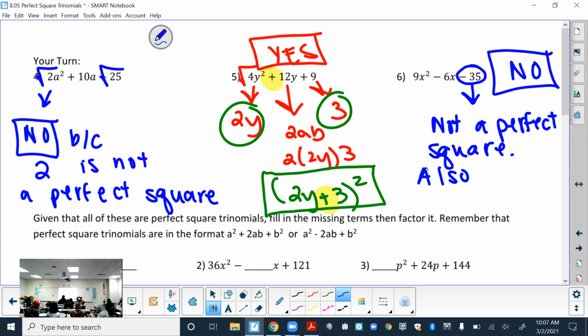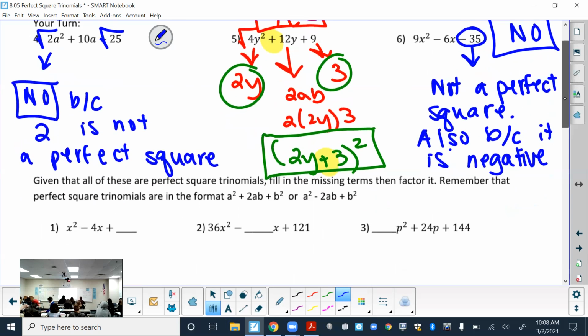Also because it is negative. Can I ever multiply something by itself and get a negative? No. So if this was a perfect square, like if it was minus 100, it's still not a perfect square trinomial because you can't have a negative as your last term. It has to be positive. So like 10 times 10 gives me 100. Negative 10 times negative 10 gives me 100. There's no way I could get a negative 100. Make sense? All right, so good job.